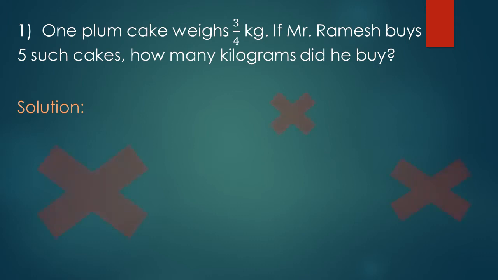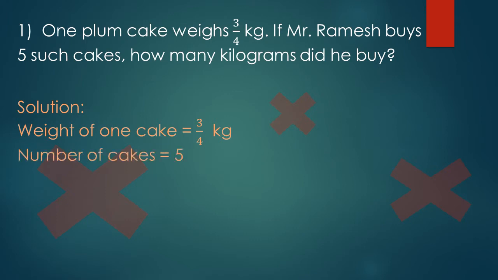Yes, multiplication. So the first statement is: weight of one cake is equal to 3/4 kilogram. How many cakes did Ramesh buy? Yes, 5 such cakes. So write down the second statement: number of cakes is equal to 5. And the third statement is: weight of 5 cakes is equal to 3/4 multiplied by 5/1.